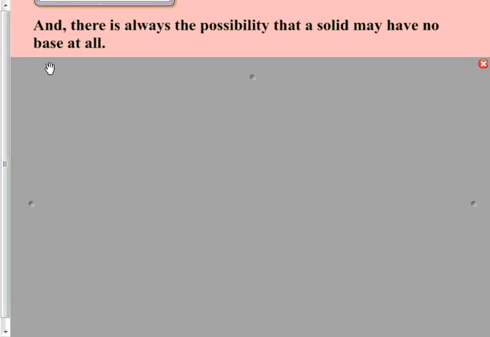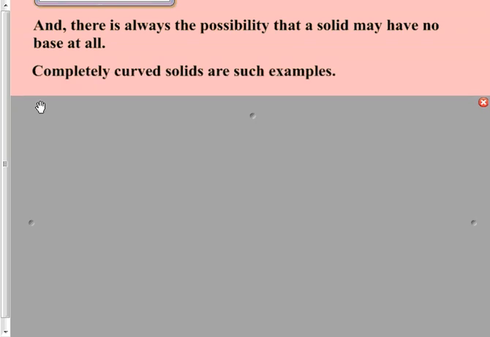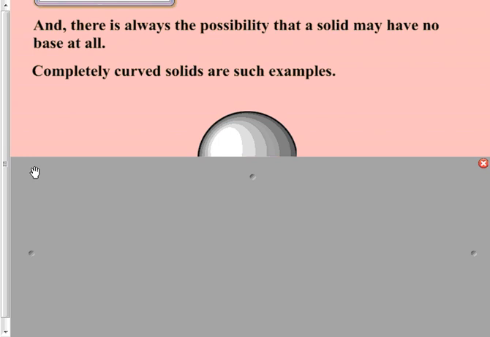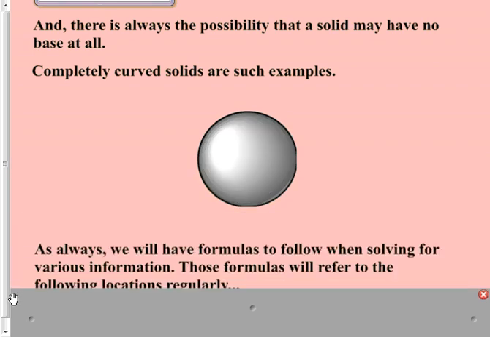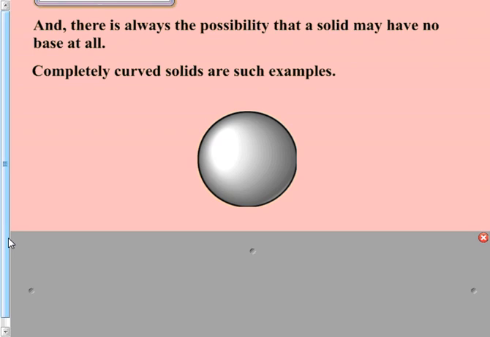Okay, and then we don't run into these types of shapes all that much in geometry. But there is always the possibility that a solid will not have any base at all. Curved solids are examples that would fulfill this description for us, and we run into these more in calculus. But let's just get it straight: curved solids are examples of solids that will not have any bases. This is important to note, because again, we do face questions that ask us how many bases certain figures have. This one has none.